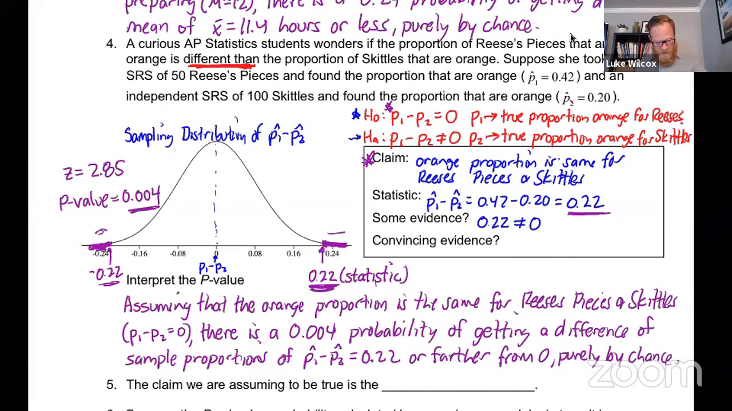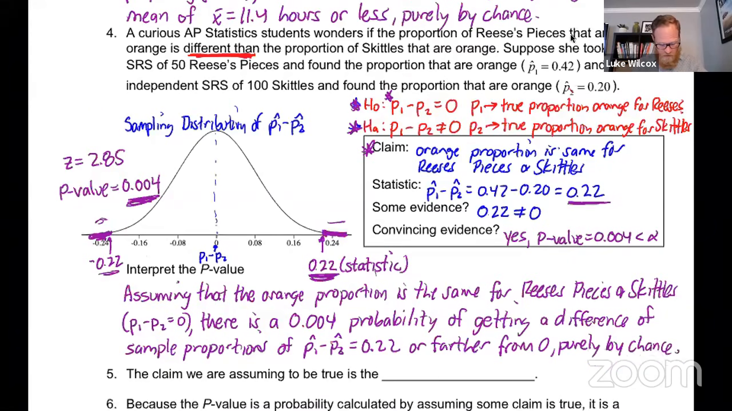Now, because this p-value is very, very small, very, very unlikely to happen purely by chance, we have convincing evidence against the null hypothesis and in favor of the alternative. So do we have convincing evidence? Yes. And that's because the p-value is very small at 0.004, which is clearly less than our alpha value. So we do, in fact, have convincing evidence that the proportion of orange Reese's Pieces is different than the proportion of orange Skittles. Now, a couple summary questions here.